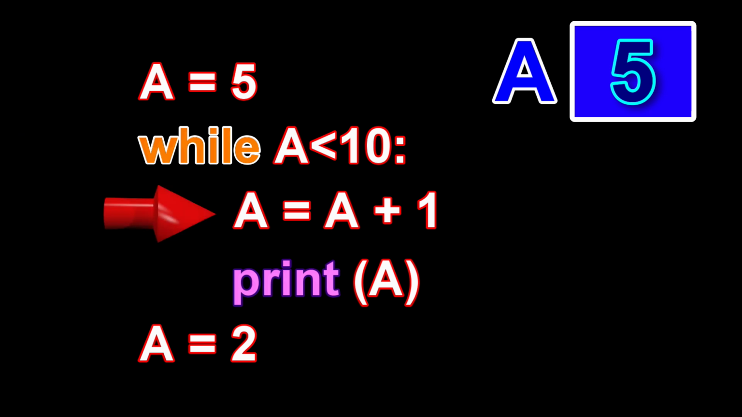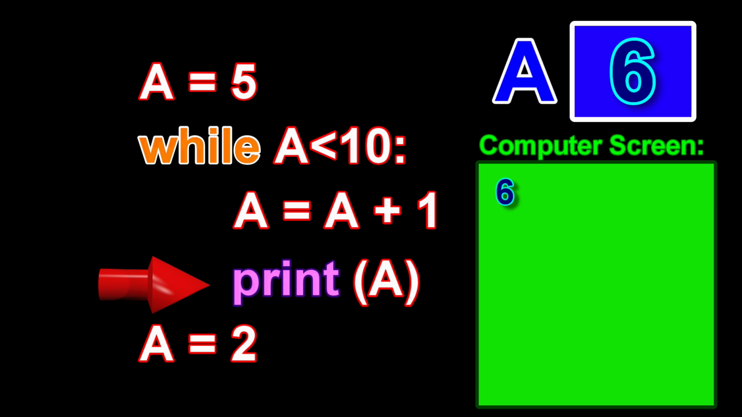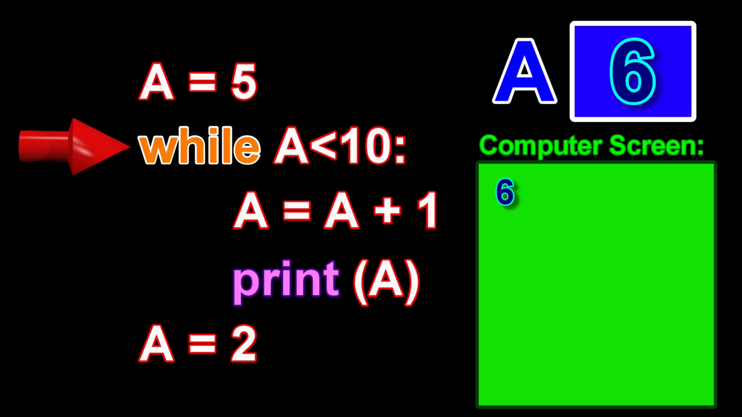The statement a equals a plus 1 changes the value for the variable a from 5 to 6. The statement print a displays 6 on the computer monitor. We have now reached the end of the loop, and we are therefore taken back to the beginning, where we check if the present value for the variable a is less than 10. The present value for the variable a is equal to 6, which is less than 10. So we enter the loop again.